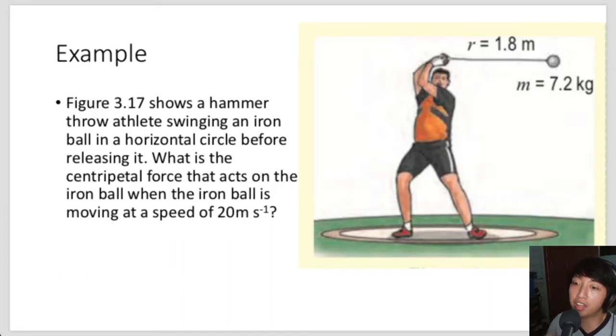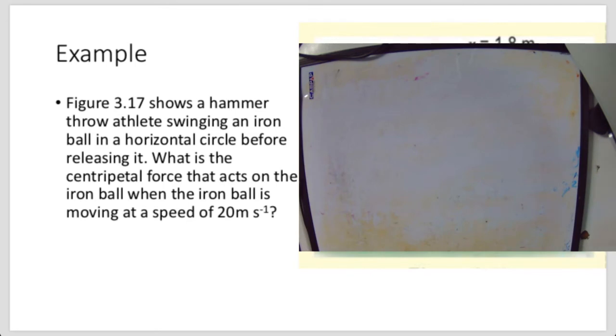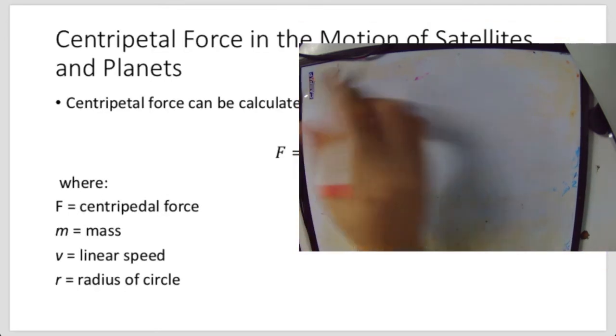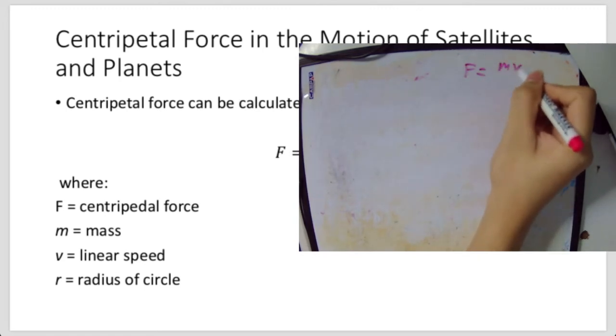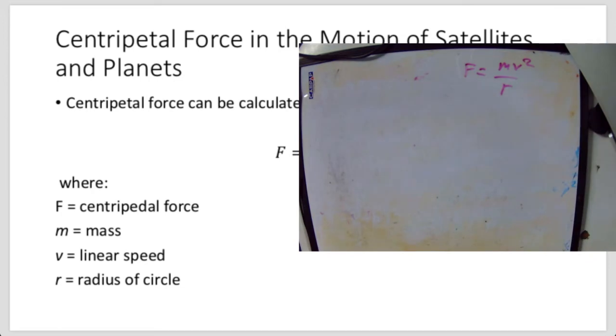So if you were to try and solve a question, here's an example. Figure 3.7 shows a hammer throw athlete swinging an iron ball in a horizontal circle before releasing it. What is the centripetal force that acts on the iron ball when the iron ball is moving at a speed of 20 meters per second? So let's use the formula that we have learned. The formula is F equals mv squared over r. Let's look at the question.